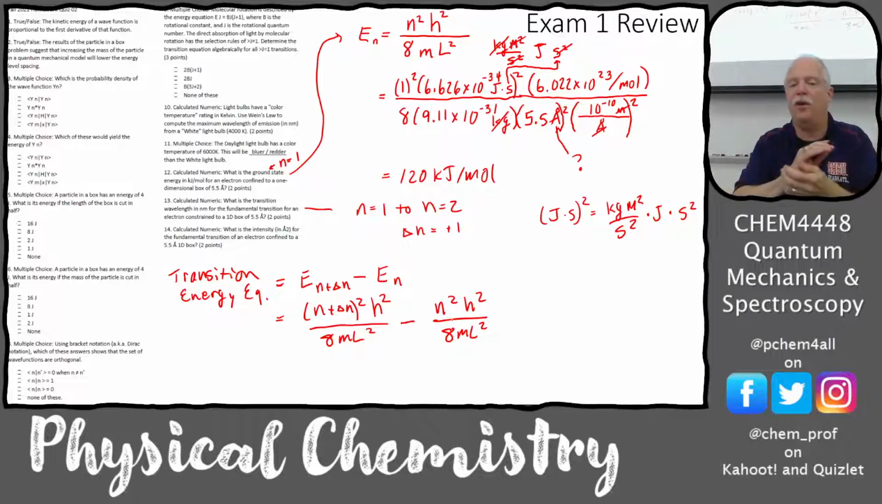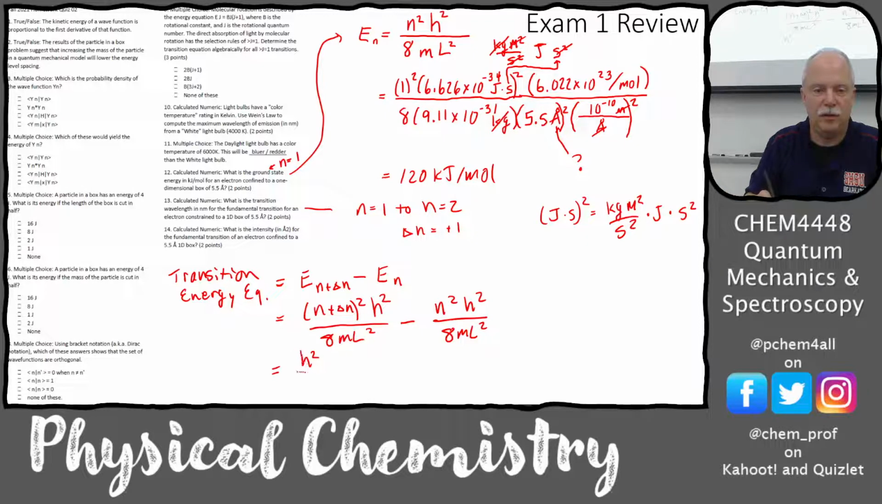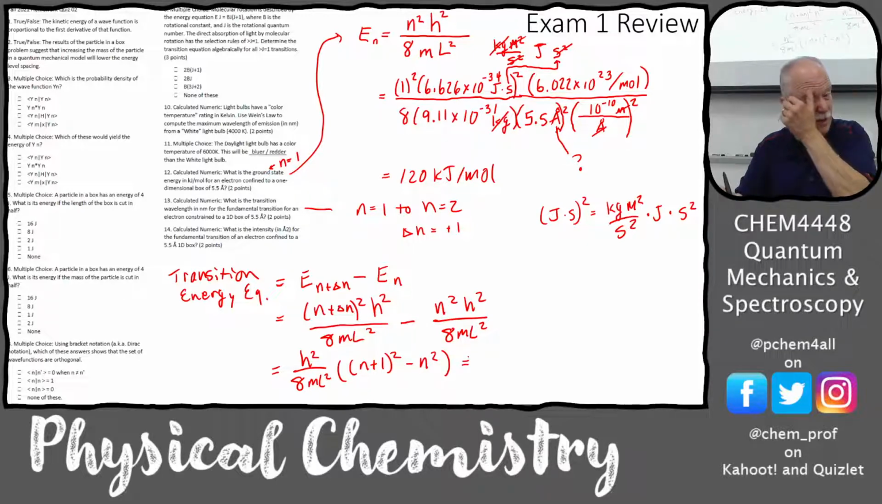So I'm calculating here for all possible delta n's. I could put a 1 in there, since we're just talking about the fundamental, and let's just make it a little bit easy. We'll pull all of these constants out front. That's equal to h squared, make sure it's an h, over 8mL squared times (n plus 1) squared minus n squared. So what I did in going from here, I just did the delta n is equal to 1.